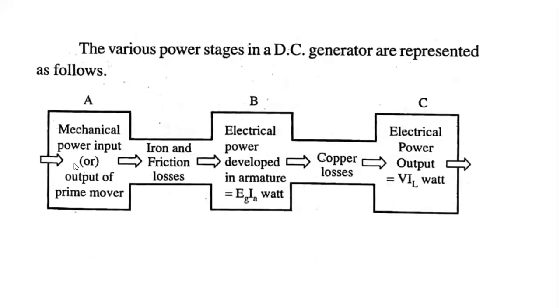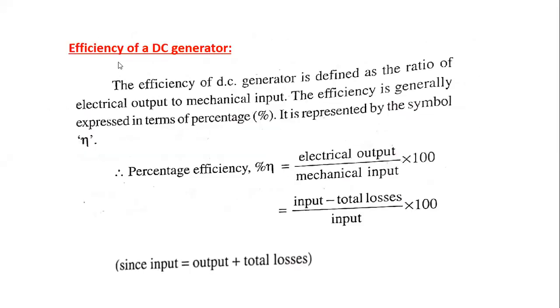This is the various power stages in the DC generator. This is the mechanical input, or the output of a prime mover. Then we obtain the iron and friction losses at this stage, and the power developed in the armature. After that, we obtain the copper losses, then we obtain the electrical power output. These are the various stages and types of losses in the DC generator.